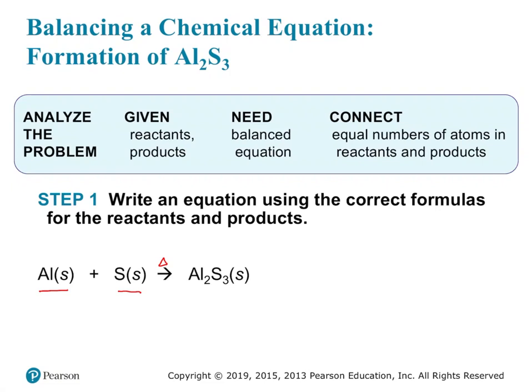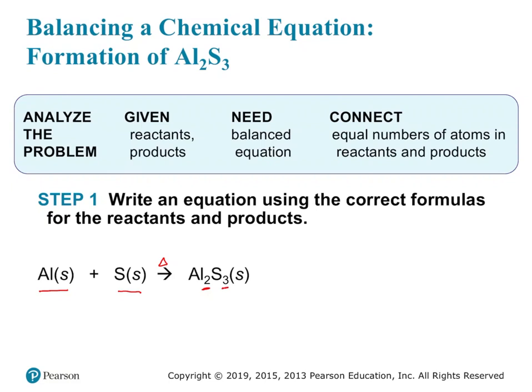Now, in the product, you'll notice we have a compound. So we have a mixture of two elements. So they exist in a very distinct ratio. We have 2 aluminum atoms for every 3 sulfur atoms. So that's indicated by those subscripts there.